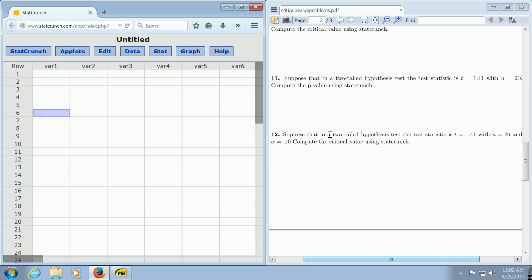So suppose that in a two-tailed hypothesis test, the test statistic is t equals 1.41 with n equals 20 and alpha equals 0.10. So alpha is the level of significance. Compute the critical values using StatCrunch. That should say values, not value. There's going to be two answers.